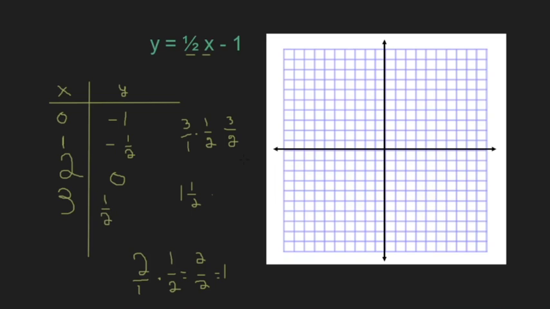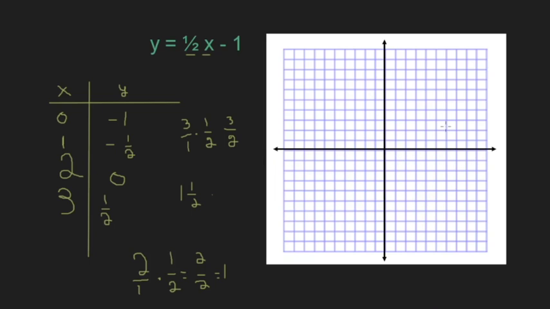Hopefully you can see what we've done here. It's not that hard. If x was 0, 0 times 1/2 is 0, minus 1, and that's what y would be. We've made an in and out machine, and I'm sure we've all seen these in second and third grade. Now, how do we put this on a graph?